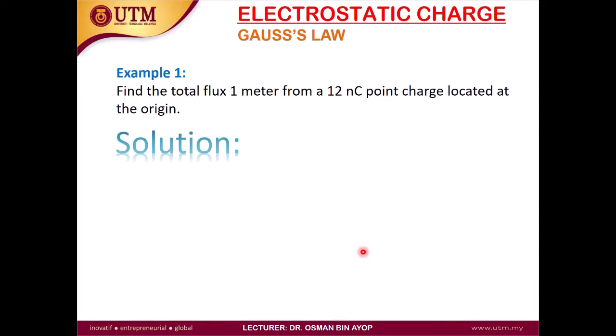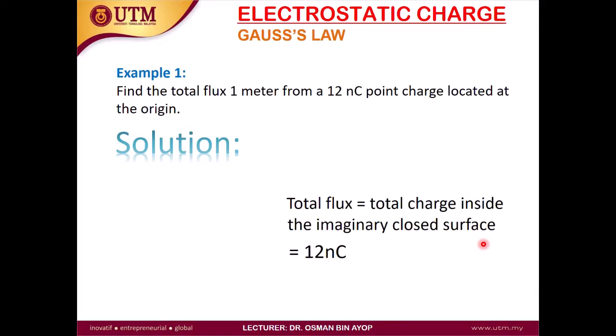Okay, we see example 1. Find the total flux 1 meter from a 12 nanocoulomb point charge located at the origin. How to solve this? Okay, by definition, the total flux is equal to the total charge inside the imaginary closed surface. So it's equal to 12 nanocoulomb. By definition, the total flux equals the charge enclosed by the closed surface.